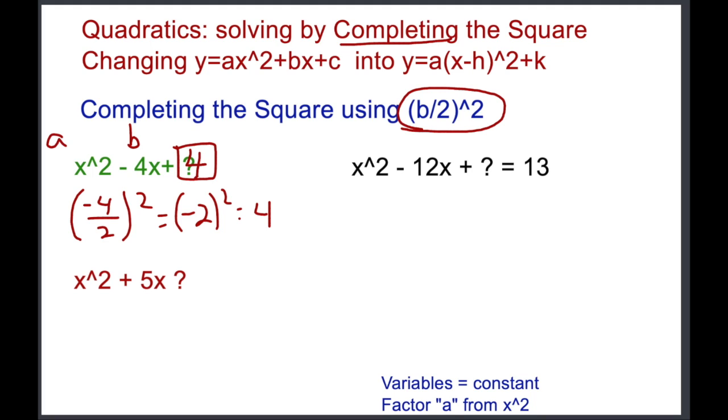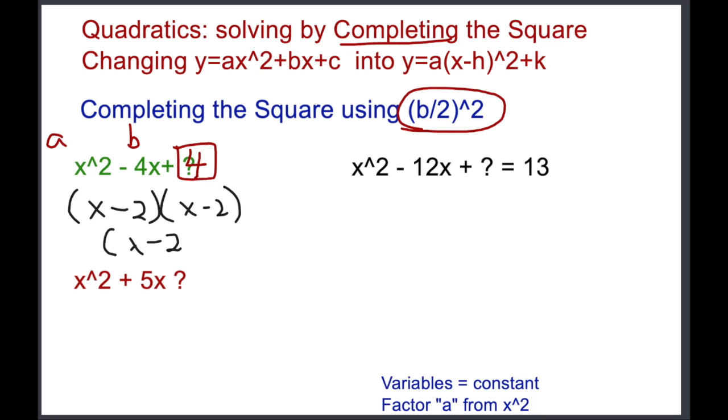Now I want to remind you that if it does complete the square, that means it is a perfect square trinomial factor. This then would factor into x minus 2 times x minus 2, which we would not want to write that way. We would want to leave it as x minus 2 quantity squared.